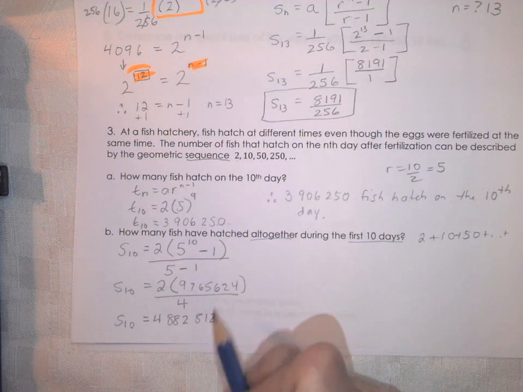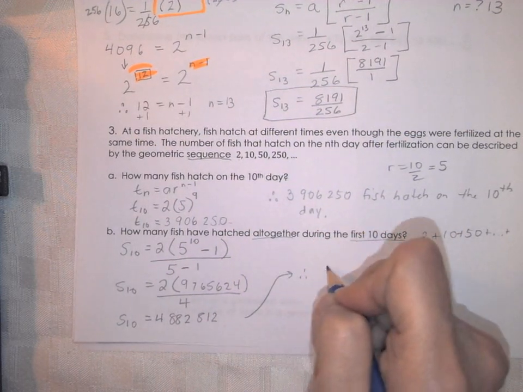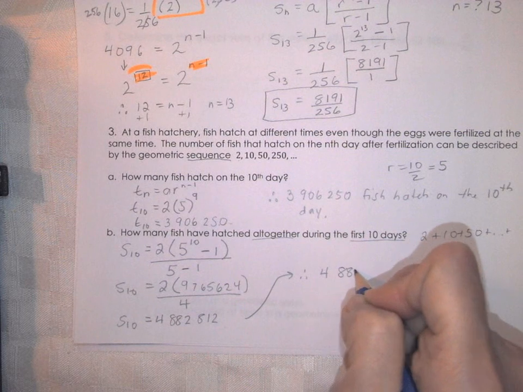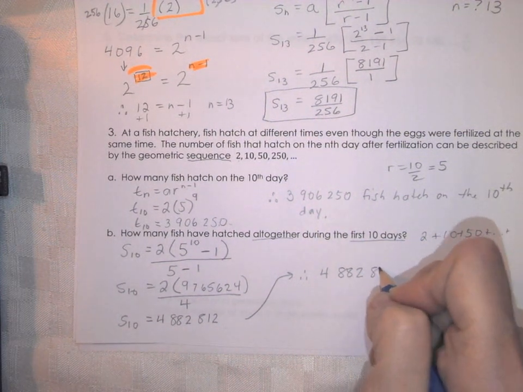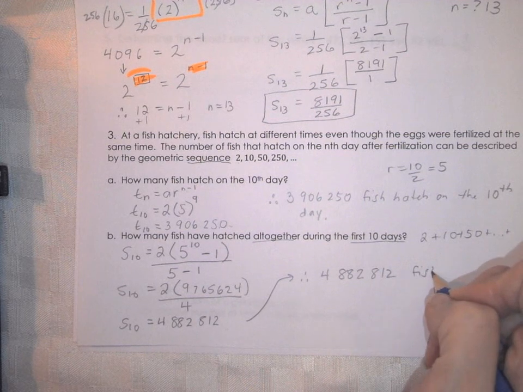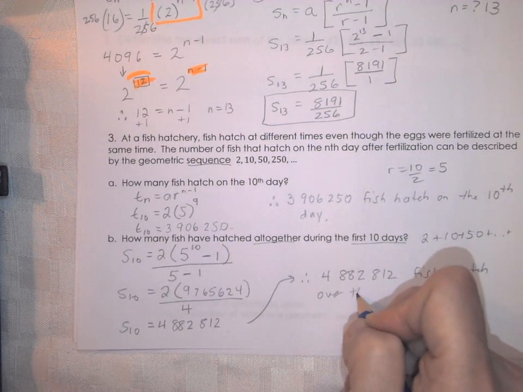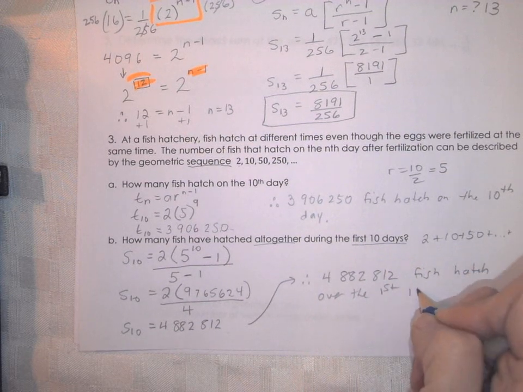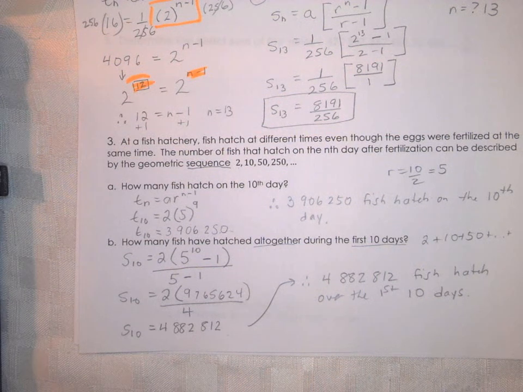And there's our 10th term. This one's bigger. So therefore, 4,882,812 fish hatch over the first 10 days. So that's adding the fish that hatch on the first day, second day, third day, fourth day, all the way up to the 10th day.